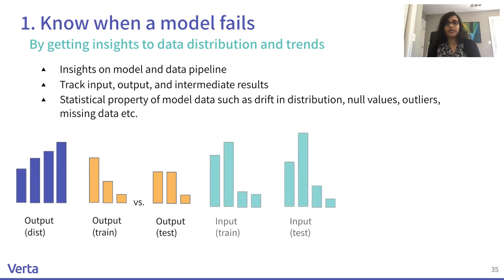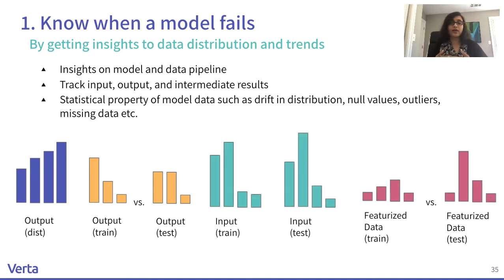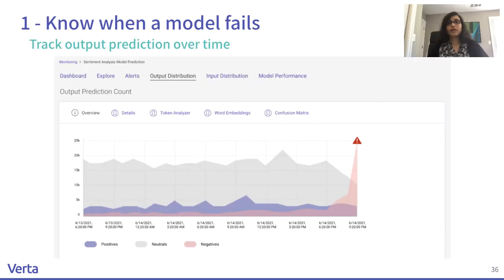So again, there are different ways that you can compare your input training and test set. You're looking at a time series view of your input data and seeing if there are any major shifts. Now for a sentiment analysis model, you start with tracking prediction count. So we're looking at output distribution since we do not have access to quality metrics. Let's look at output distribution, right? So we are tracking output predictions over time. And this is a prediction count for different classes.